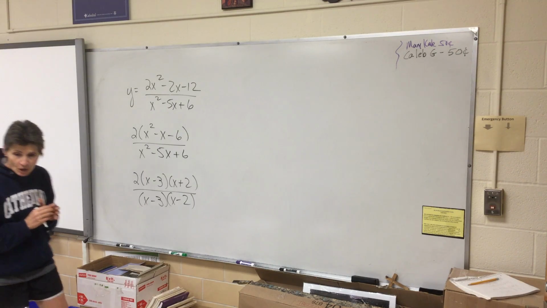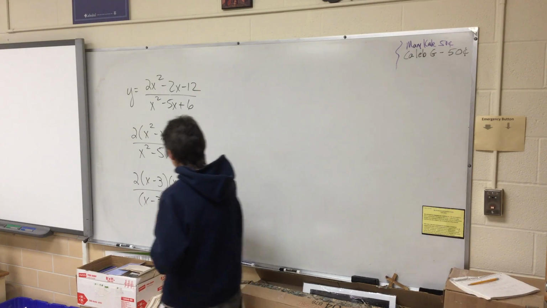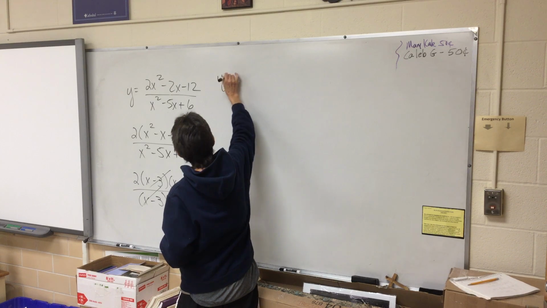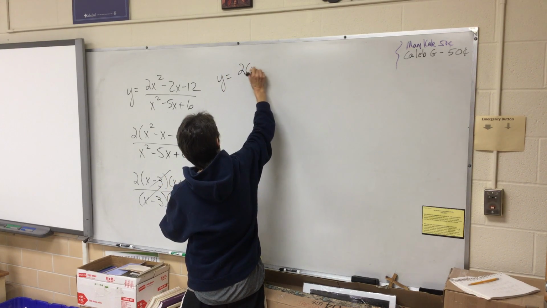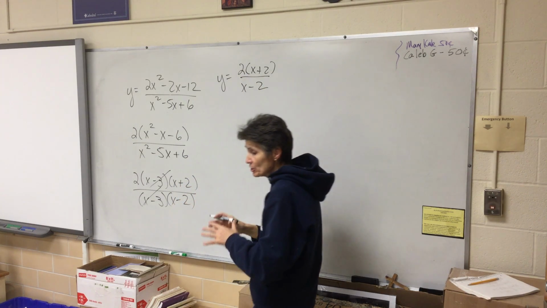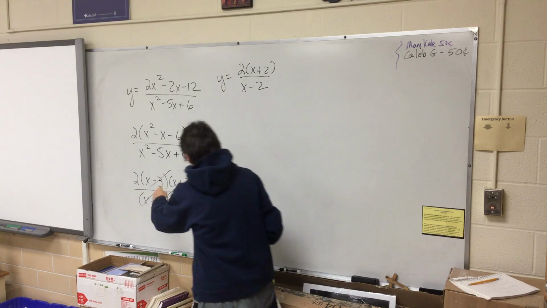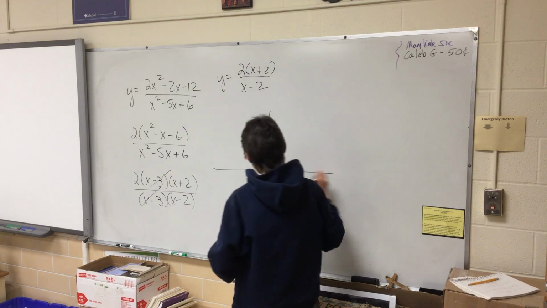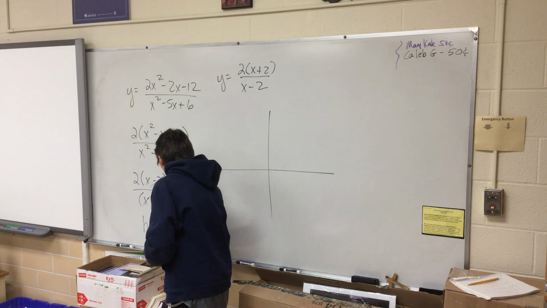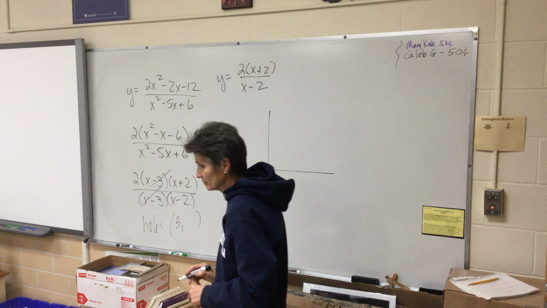Okay? Now, what do you notice about the factorization? There's going to be a hole, because we can cancel. So we are actually going to be sketching 2x plus 2 over x minus 2. That's the equation that we're actually going to draw a picture of. But because of this, our picture is going to have a hole at the point where x is 3, because that's what I canceled out.